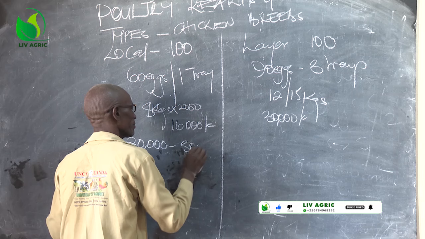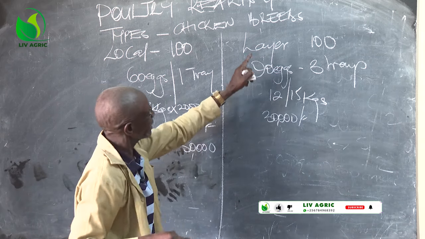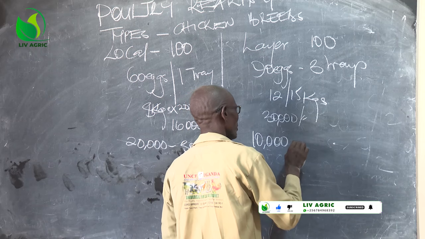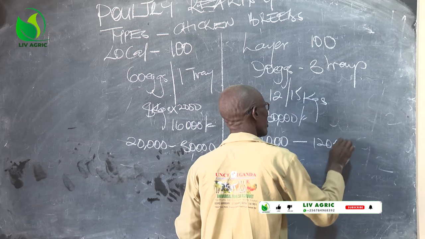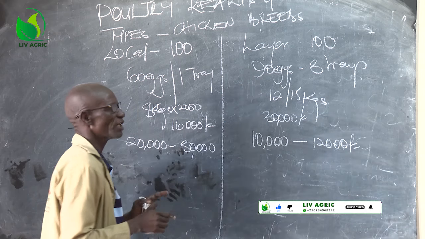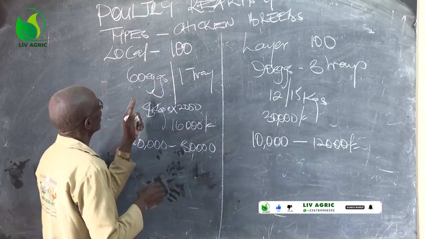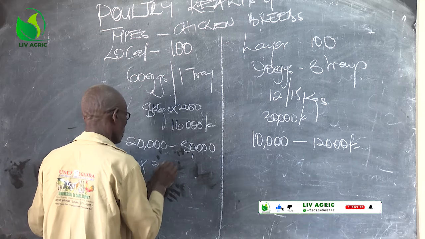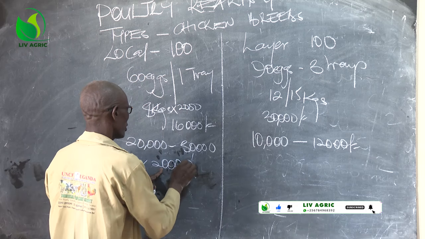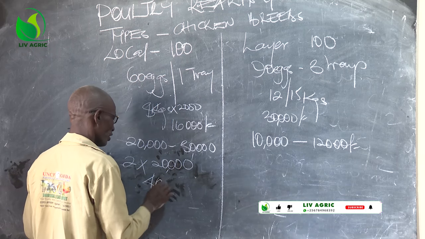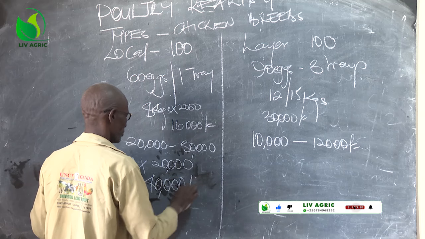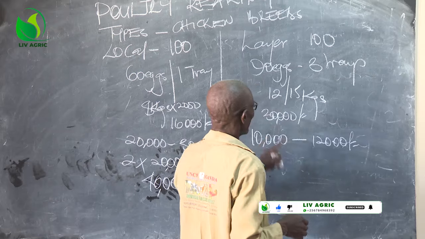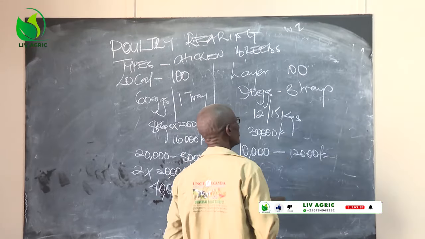to 30. And here layers, it is between 10,000 and 12,000 a tray. Let's go into calculation. Two trays, this is two, times minimum 20,000. We shall be having 40,000. Then here, a tray is at 10, let's take 12.